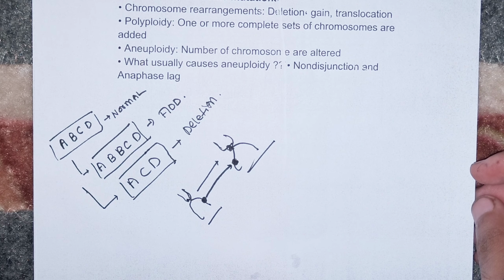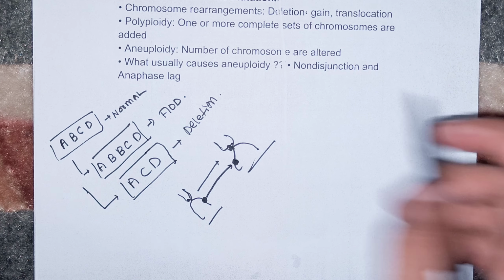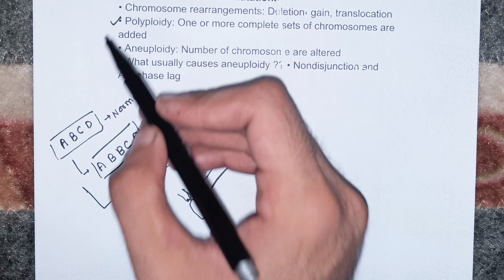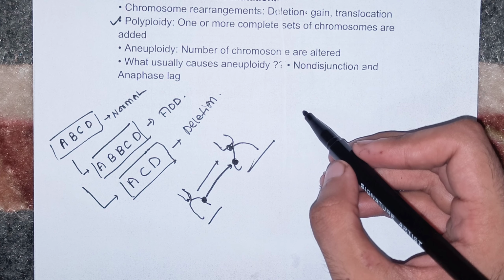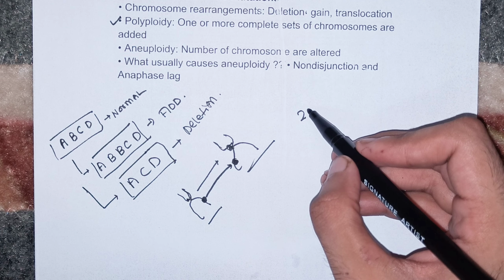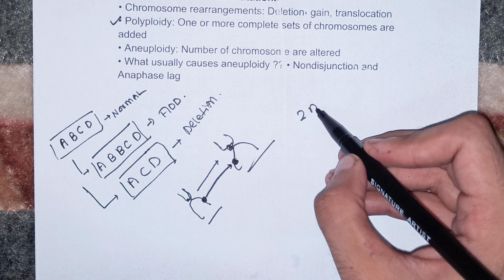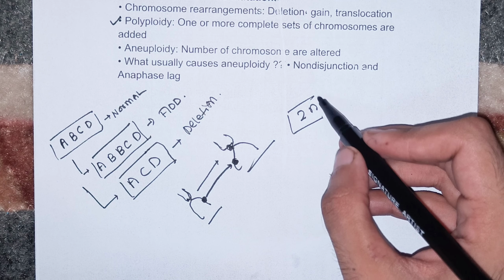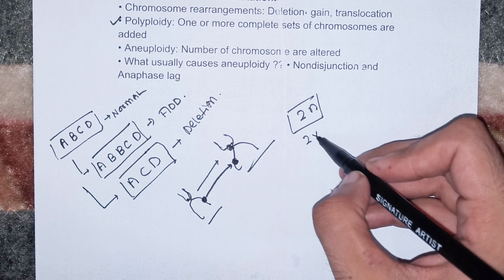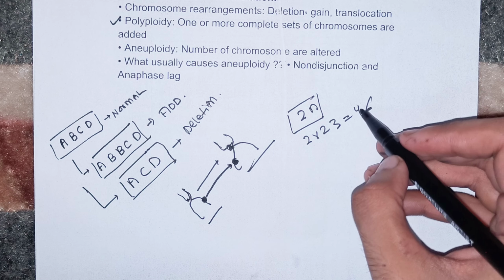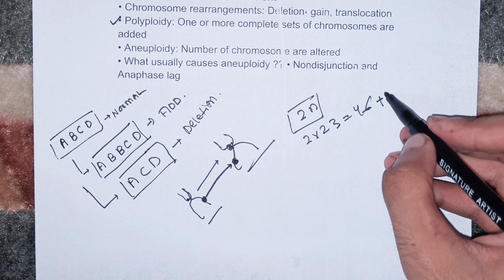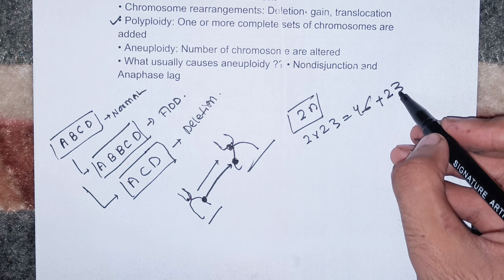Now there is a concept of aneuploidy and polyploidy. Polyploidy is when one complete set of the chromosomes is added. In human beings, what is the normal set of chromosomes? That is 2n. Here n refers to the haploid number of chromosomes, that is 23. That makes up your 46 chromosomes. If in these 46 chromosomes one set of chromosomes is added, that is polyploidy.